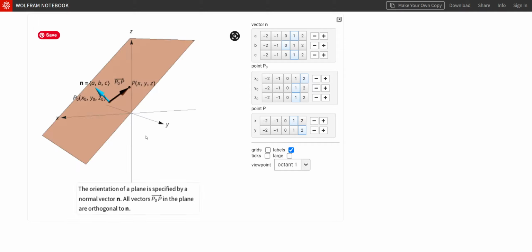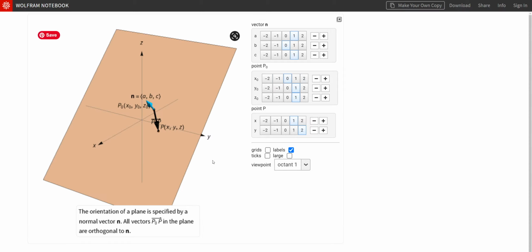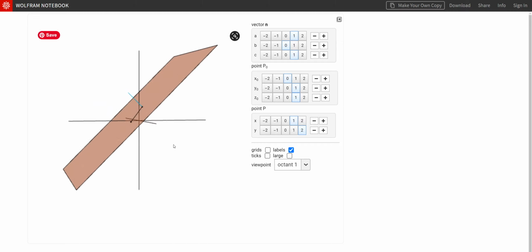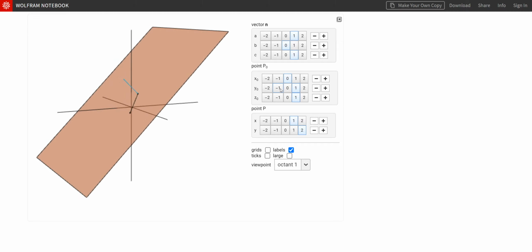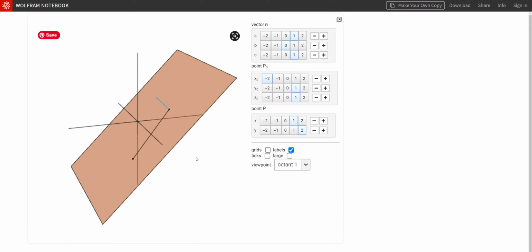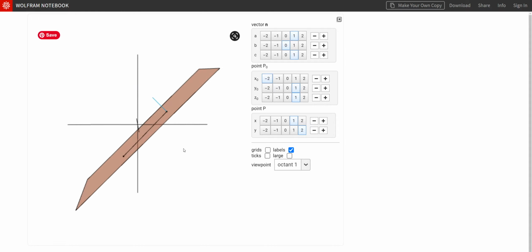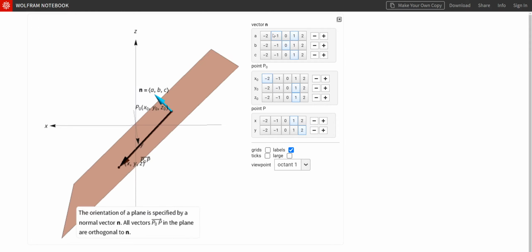Let's see, what can I do here? What if I vary my P naught, the point that I pick in the plane? How about I bring x to 0 for that? That had the effect of shifting the plane over a bit. Maybe I can shift it even further in the x direction and keep pushing it along the x-axis like that. So notice I can vary n, that'll change the plane, and I can vary P naught, that'll also change the plane.